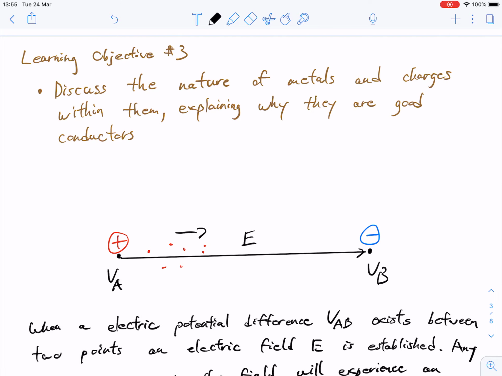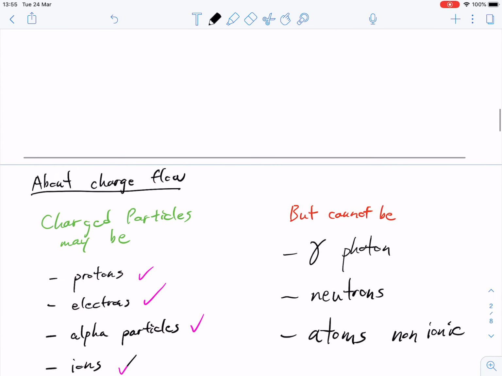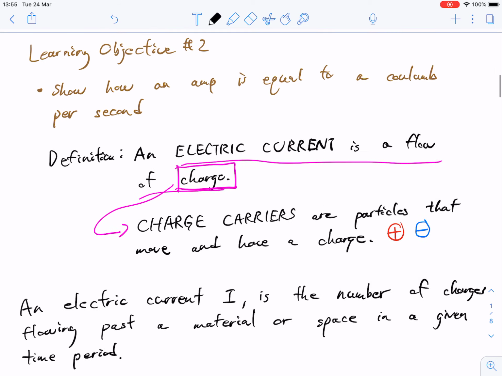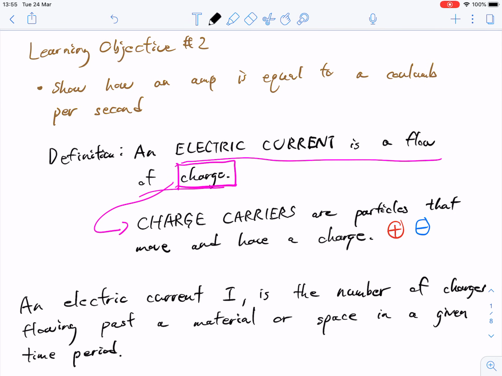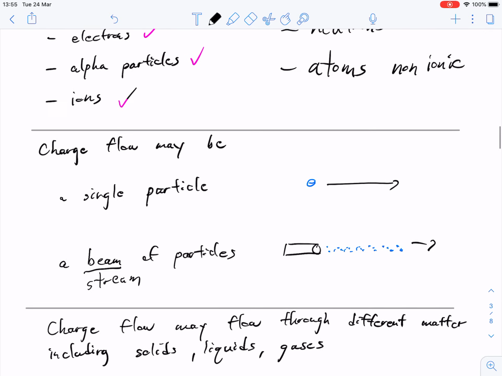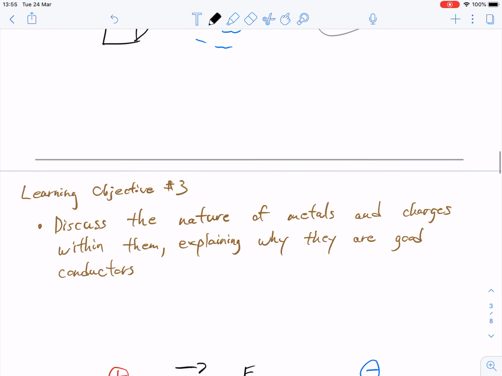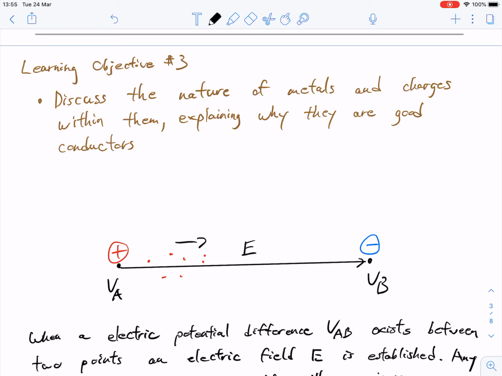Okay, so on to our third learning objective now. So, sorry, that was very quickly. There's a little bit more information there than what we really needed. We really were looking at how an amp is equal to a coulomb per second. So we went a little bit further than that, but that's all to help you guys understand. This is quite a holistic thing. It's incorporating a lot of the knowledge that you've already learned.